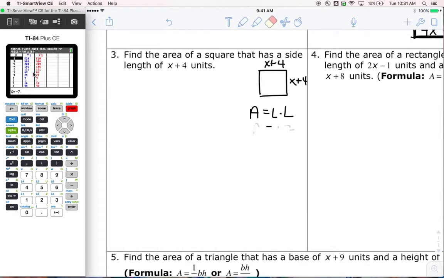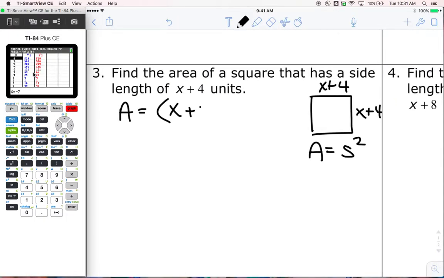So we're going to remember that the formula for the area of a square is side squared. All right? So I'm going to say the area for this square is going to be x plus 4 squared. Another way to write this would be x plus 4 times x plus 4.